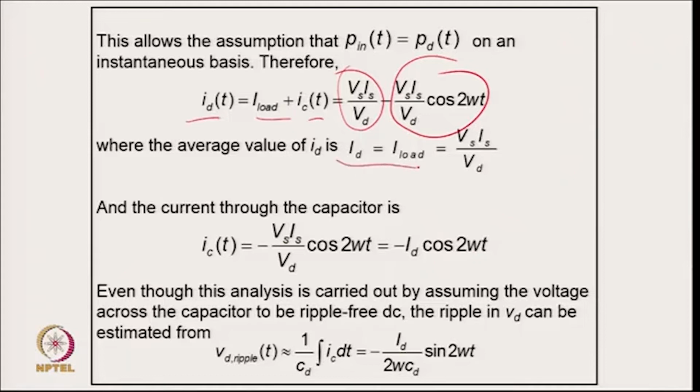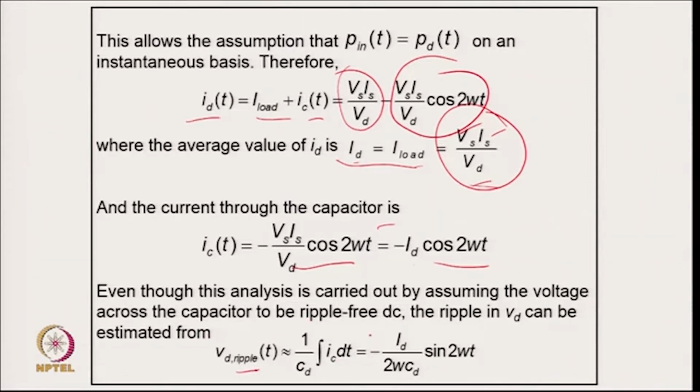ID average will be equal to I load, and it will be VS IS divided by VD. This is from power invariancy: at unity power factor, the input power is VS IS, the RMS input voltage times the RMS input current, and the output power is VD into ID. From this we get the output average current, which is equal to the load current. The capacitor current, which is the ripple current, will have the second harmonic component. Now, to find the value of the capacitor, the analysis is carried out using the ripple voltage across the capacitor. VD ripple can be calculated from this ripple current, 1 upon C times the integral of this.